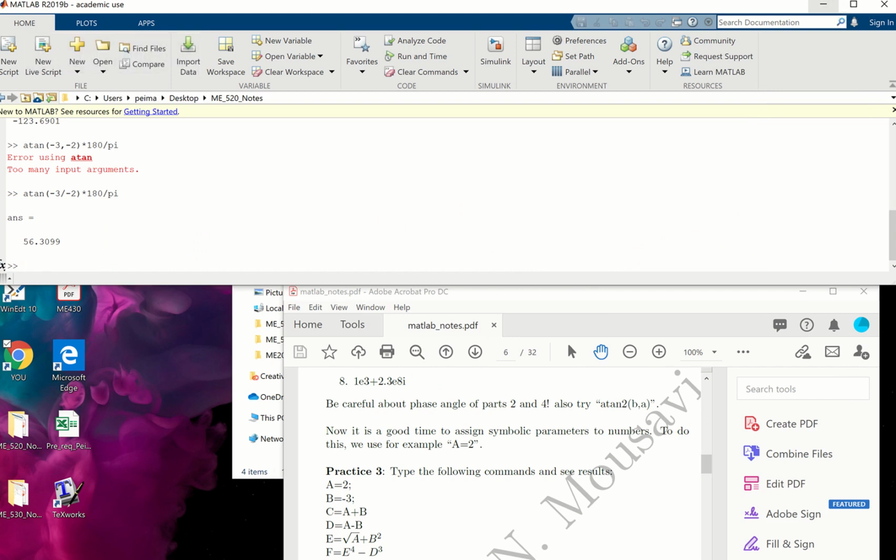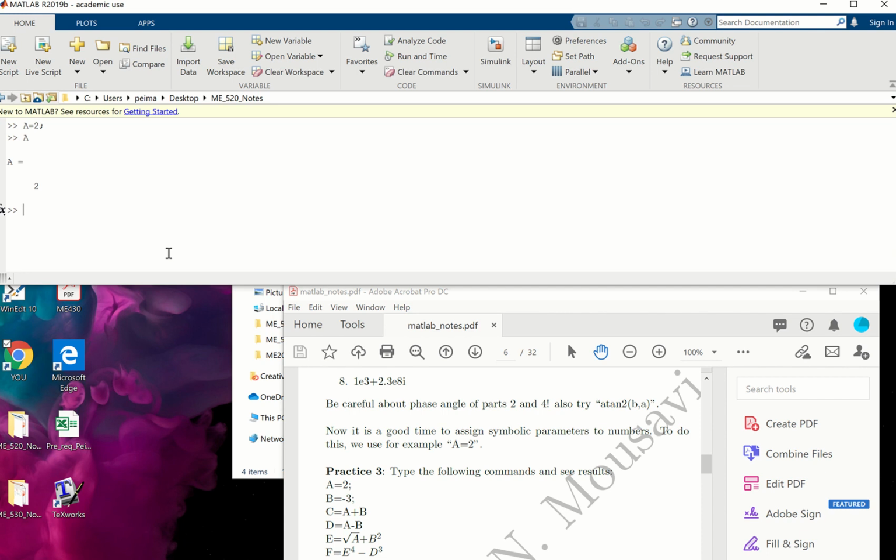Okay, now let's continue. It's a good time, as you can see here, to assign symbolic parameters to numbers. To do this, we use, for example, a is equal to 2. Okay, a is 2. And if I type a, it gives you 2.